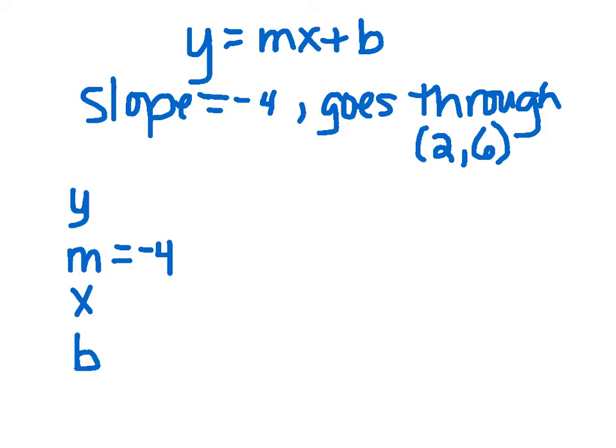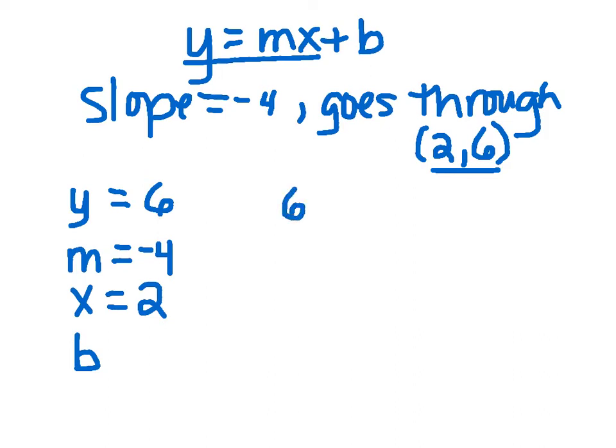However, if you recall, if it goes through 2, 6, that means that 2, 6 is a point on the line and therefore is a solution to the equation. As we know, a solution to the equation is anything that you plug in to make it true, which means that if I plug in 6 here for y and 2 here for x, I have 3 of the 4 clues needed in y equals mx plus b, and therefore I can solve for b.